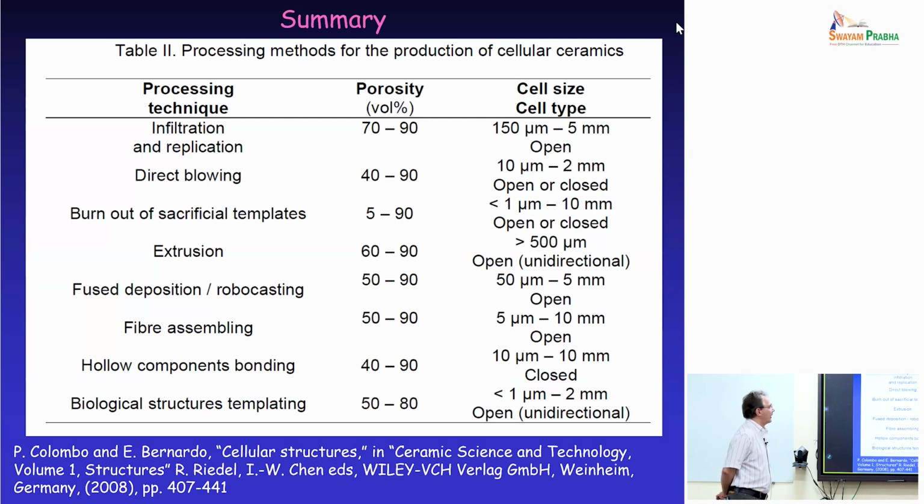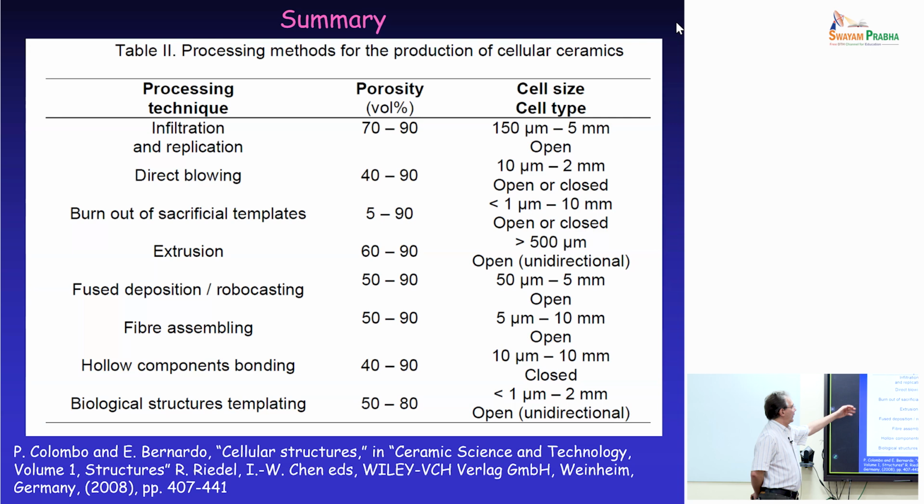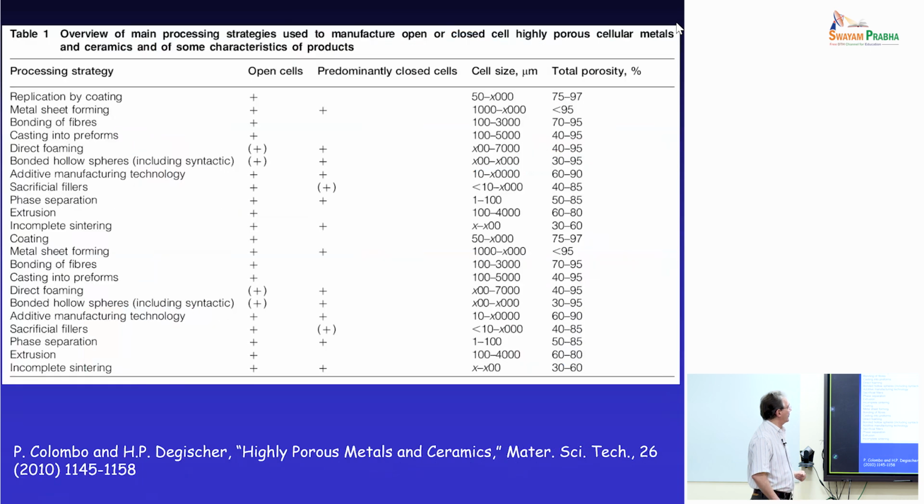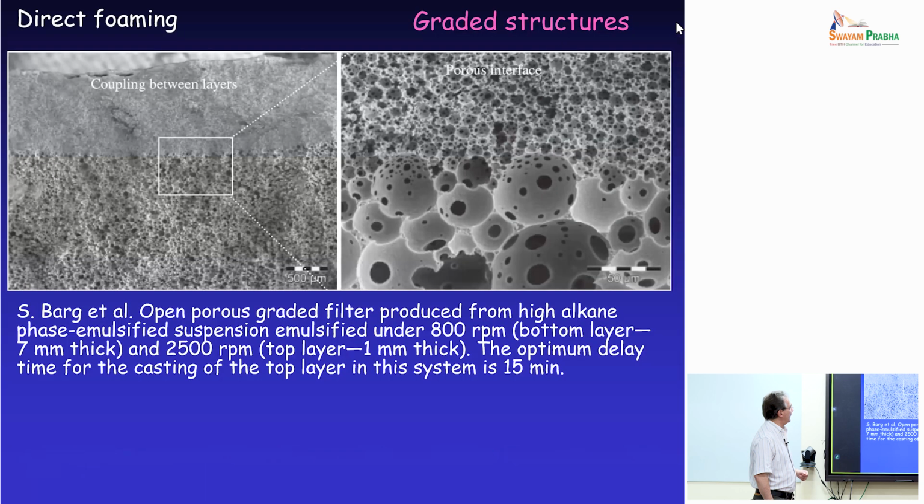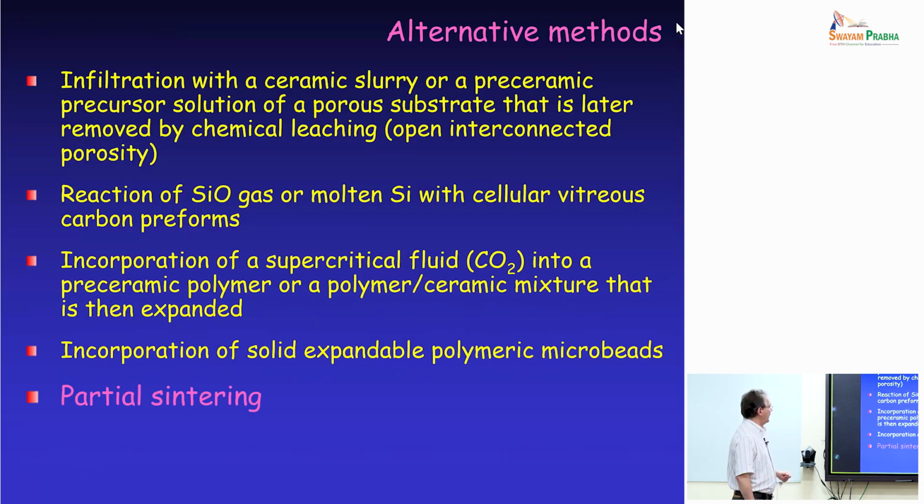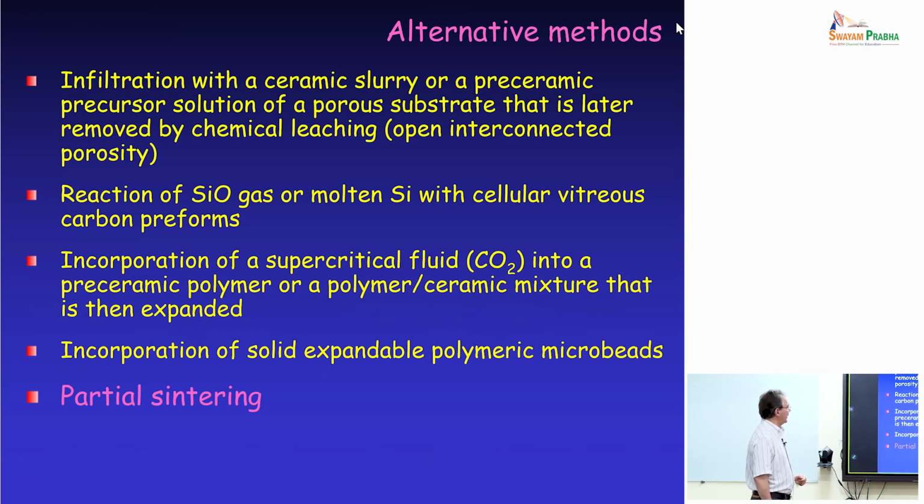We looked at different methods for the production of cellular ceramics. You can infiltrate and replicate a scaffold, a polymeric scaffold. Typically, you obtain foams with a porosity in that range, with certain cell size and fully interconnected porosity. Then you have direct blowing, burnout sacrificial templates. These are some approaches that I will be discussing in a moment. And you can see that you can obtain wide ranges of features for your porous material by changing the manufacturing approach. Okay, this is simply another table that adds some information. These are other alternative methods that can be used.